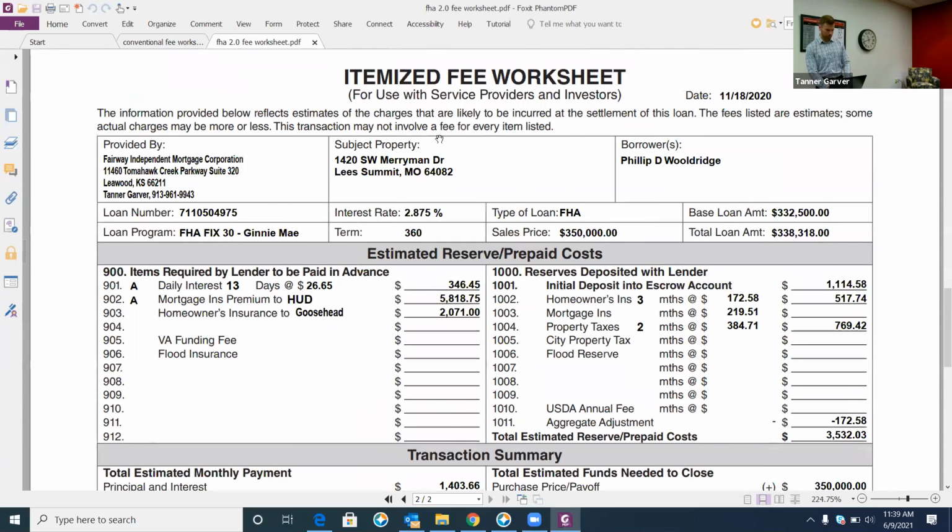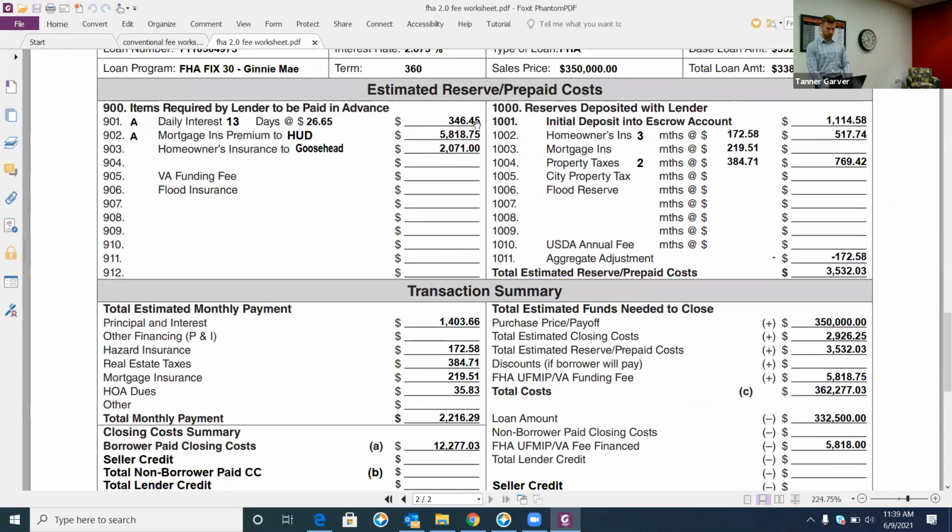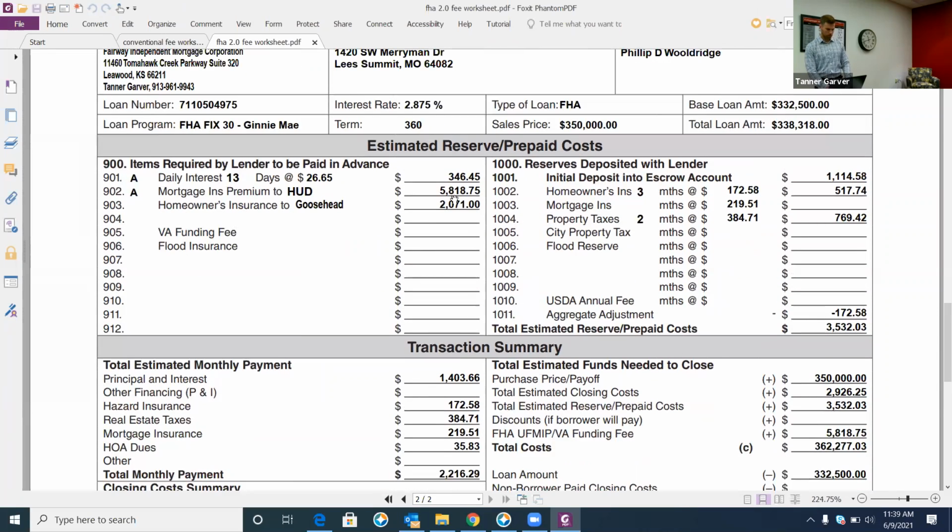When you get to prepaids, same interest that we talked about, right? The 13 days, they close on the 17th, I believe, and so they collected 13 days of interest. This mortgage insurance premium to HUD, $5,800. That's a lot of money, right? What that is, when you do an FHA loan for mortgage insurance, they collect 1.75% of the loan amount up front for giving you the loan. So whatever 1.75% is of your total loan amount, they collect that up front. You don't pay it, it gets financed into your loan.